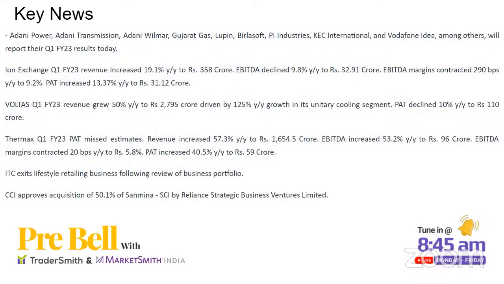Voltas also reported its Q1 FY23 numbers. Revenue grew by 50% YOY to 2,794 crores, driven by 125% YOY growth in the unitary cooling segment, and PAT declined 10% YOY to 110 crores. Ingersoll Rand, on the other hand, saw revenue increase by 19.1% YOY. EBITDA declined by 9.8% YOY, and EBITDA margins contracted 290 bps YOY to 9.2%.